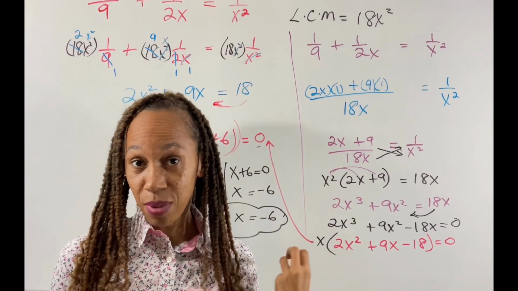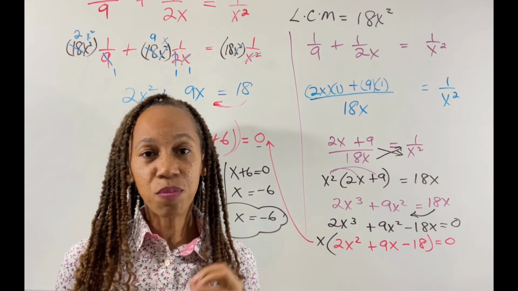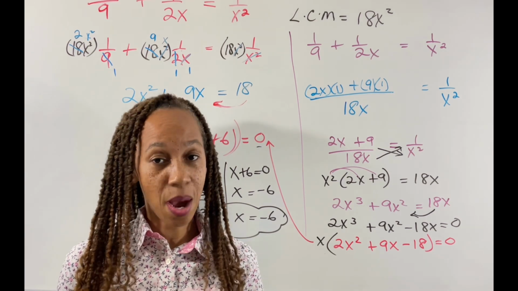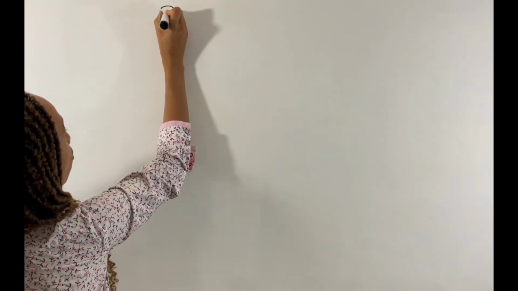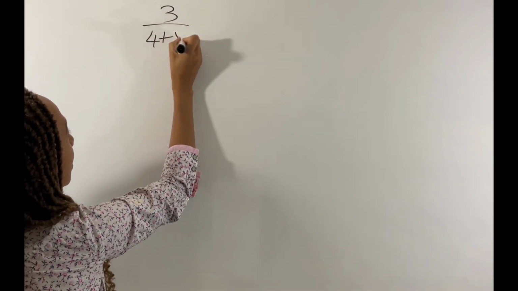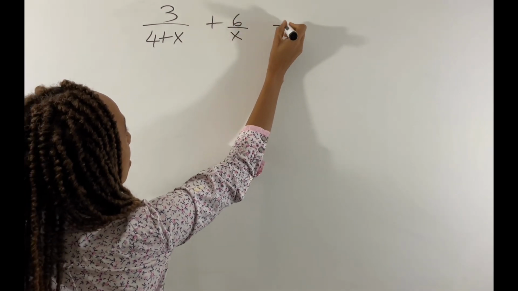I know this is a lot, but I want to show you one last example. And that is when you have a fraction plus a fraction equal a whole number. And let's get right into that. Our next example is 3 over 4 plus x plus 6 over x equals 1.